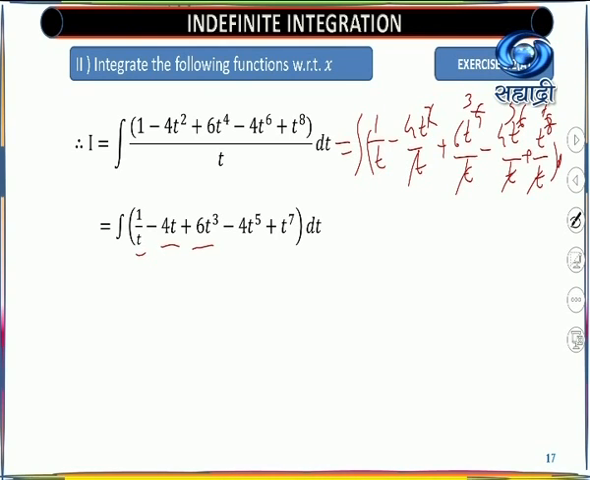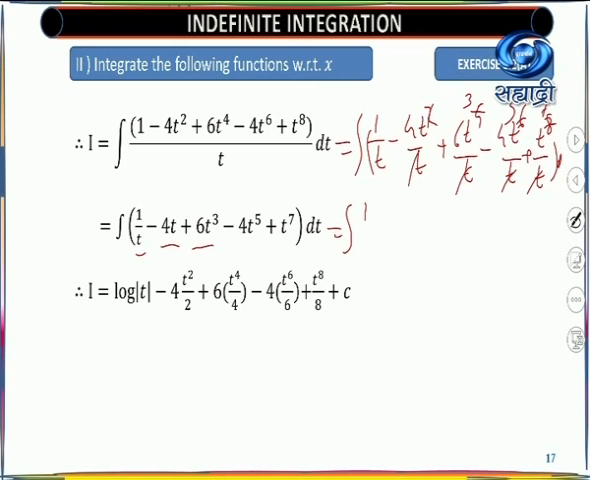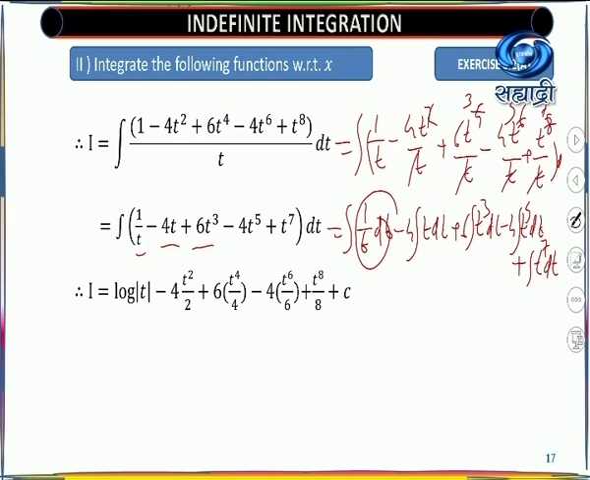Now this is a simple function, separate the integration. So you will get integration of 1 upon t dt, then minus 4 integration of t dt, then 6 into integration of t cube dt, then minus 4 into integration of t raised to 5 dt, and the last one is plus integration of t raised to 7 dt, plus constant of integration.